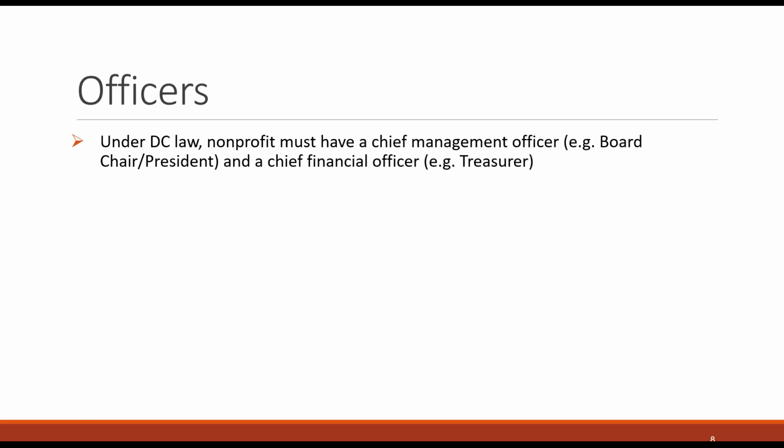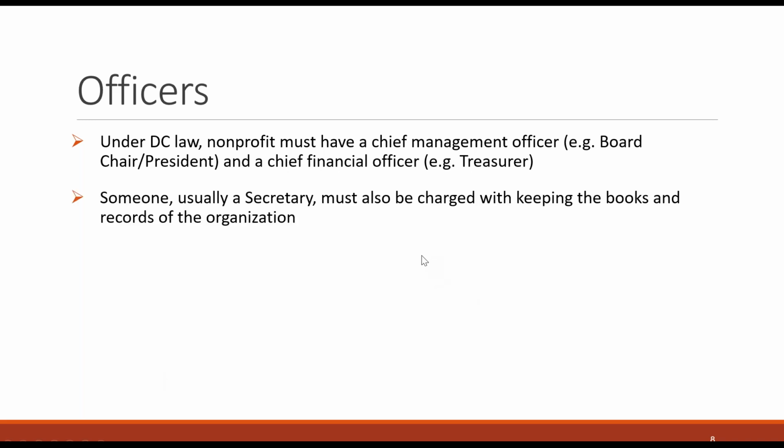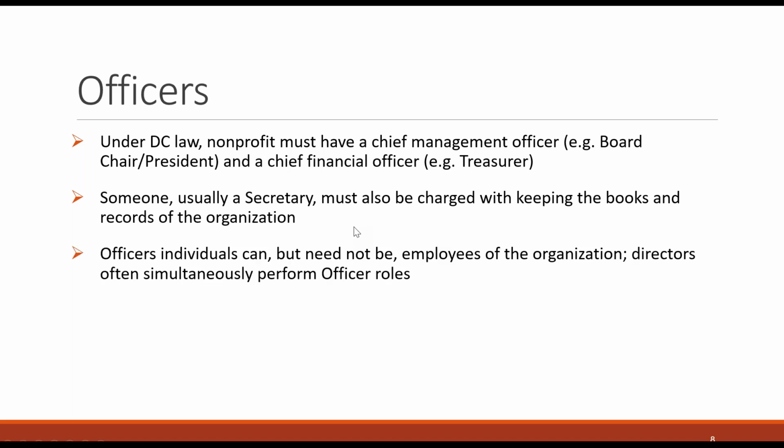So under DC law, nonprofits must at least have a chief management officer. That's usually the board chair or the board president in a lot of organizations, and a chief financial officer, which is often the treasurer in most organizations. Someone else, usually a secretary, must also be in charge of keeping the books and records of the organization. So the president / chair, the treasurer, and the secretary are the 3 officer positions that are required generally under DC law.